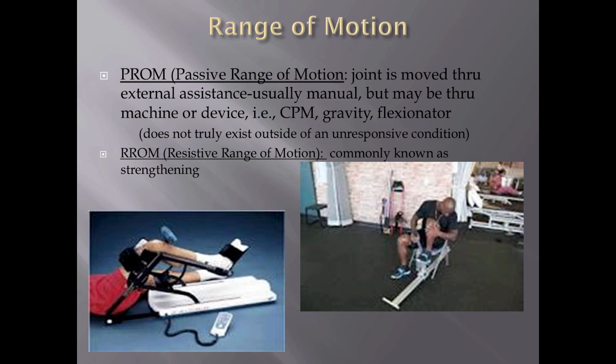And then we have passive range of motion, where the joint is moved through range of motion externally with external assistance. This can be manually or through a device. So you see on the left screen there is a CPM. On the right, that's Adrian Peterson with a Flexionator. If you haven't seen one of those, you may look that up. I think he's got a video on YouTube of using the Flexionator.